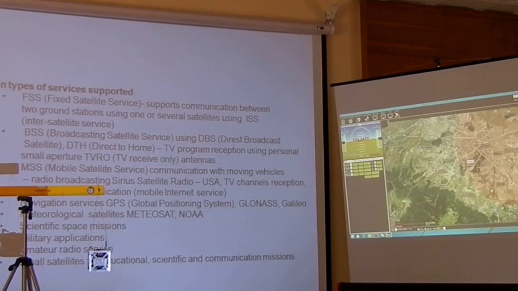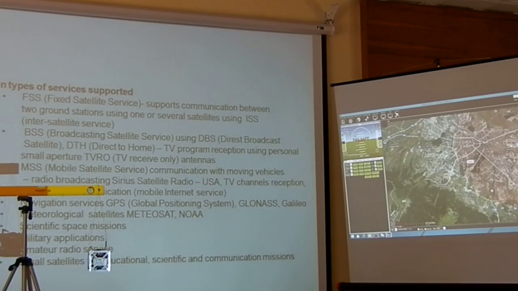The next, which is very popular, is the BSS service, which is the broadcasting service. Everyone of you knows that you can put a dish at home and have TV pictures and radio channels and so on. So this is a broadcasting service. The satellite is used like a station which broadcasts TV programs, radio programs, data and so on.